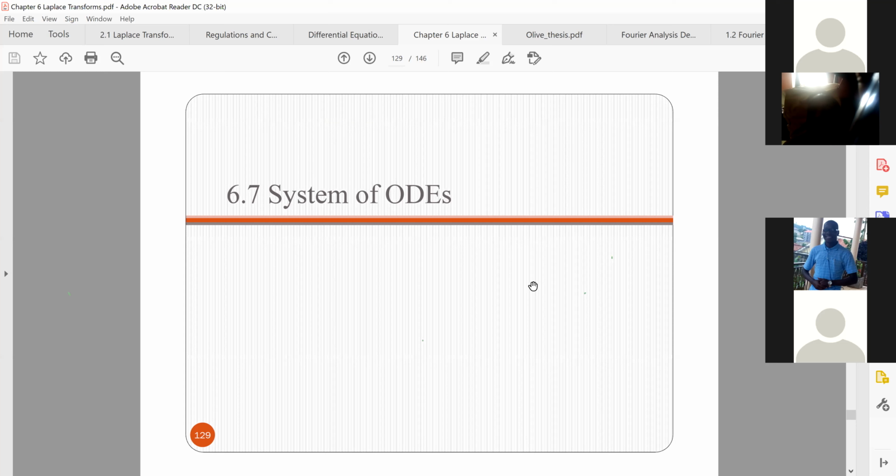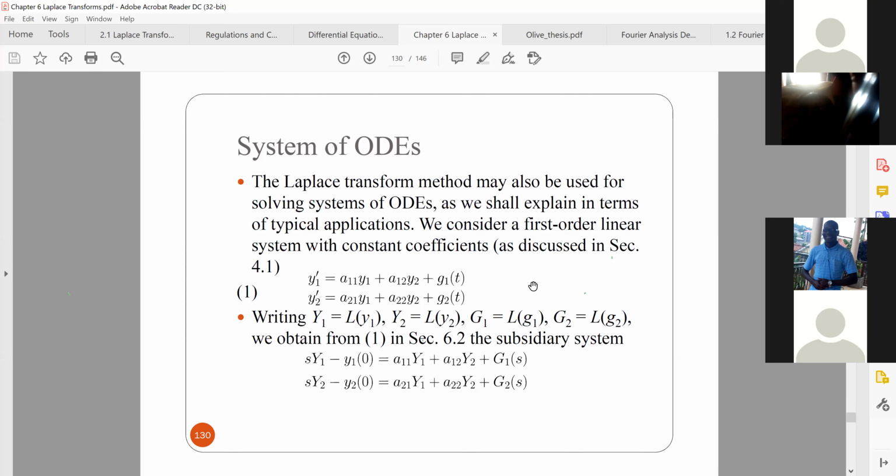So we'll look at this. This is the last thing that we're going to look at today: systems of ordinary differential equations. How can you use the Laplace transform to solve them? We have these two equations that we need to solve. We have dy1/dt equals, so it's time domain, a11 y1 plus a12 y2 plus some function g1(t). Then the derivative of y2 is also equal to something similar.